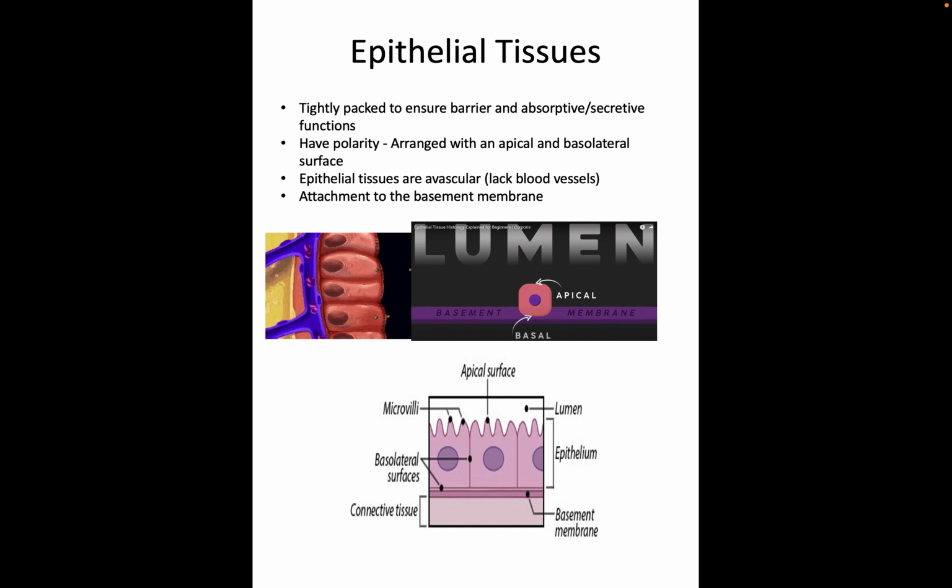We'll look at different apical specializations. There are things that you can find on the apical surface that make that specific epithelial tissue unique. Epithelial tissues are avascular, meaning they lack blood vessels. This indicates that they're going to have a difficult time healing. We'll see that our epithelial tissues are constantly being replaced by new cells on the underside, and we'll look at this specifically when we do our skin lecture.